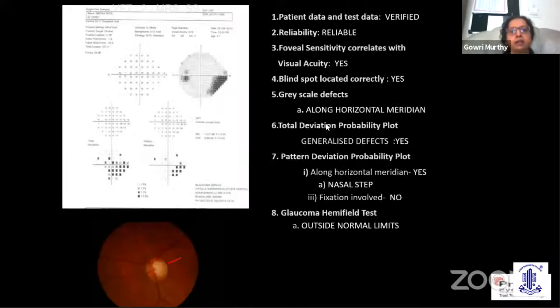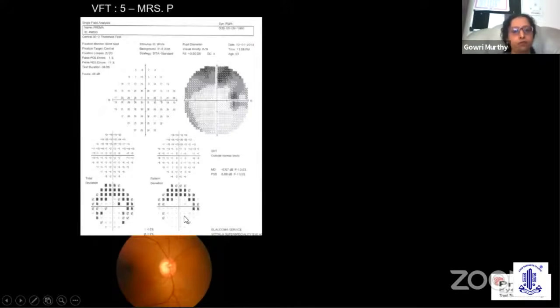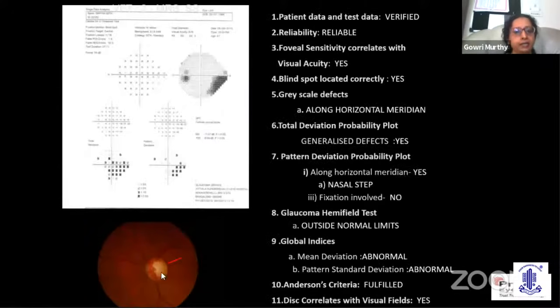Again, here you have this visual field and the disc.